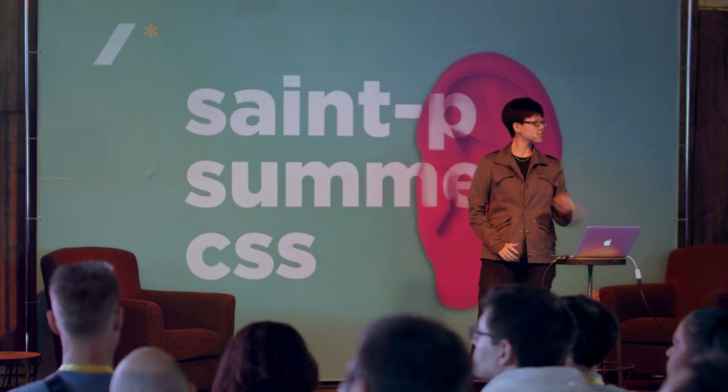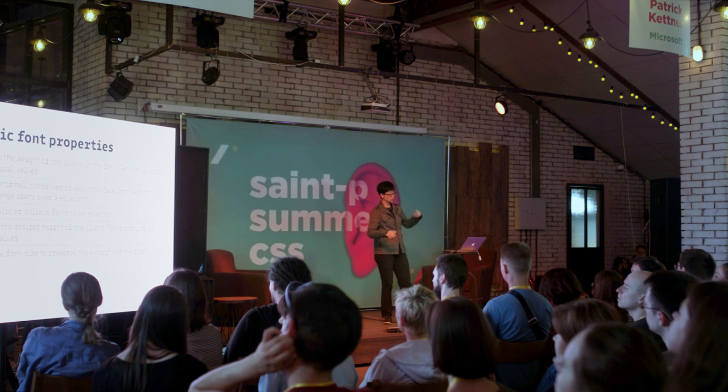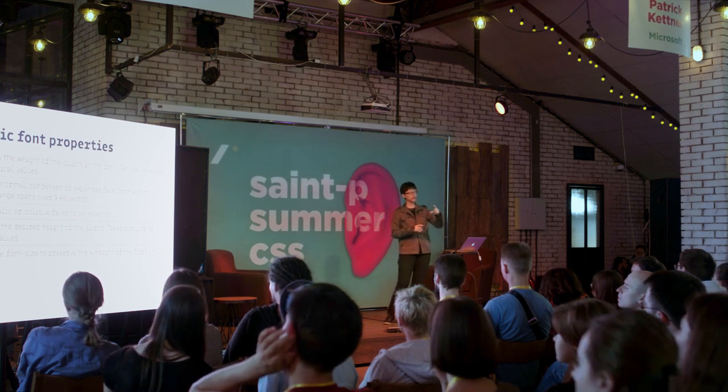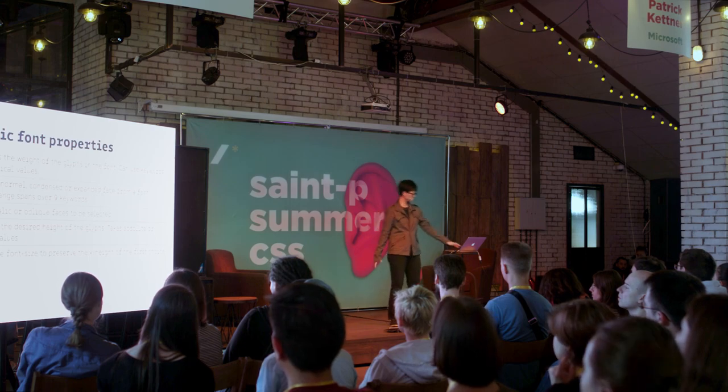Now, font-size-adjust was actually put in to address legibility issues. Now, faces with low x-heights may be seen as less legible, especially when they're triggered as a fallback font. So what this property does is that it will adjust the font size of your fallback font so that the x-height matches that of the first choice font.